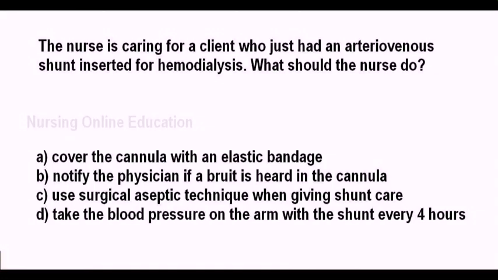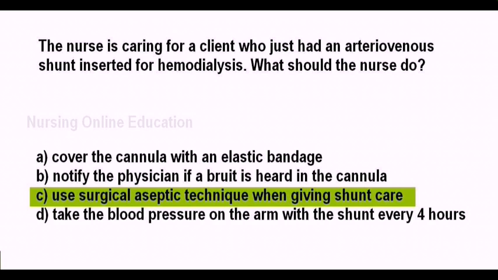The nurse is caring for a client who just had an arteriovenous shunt inserted for hemodialysis. What should the nurse do? Options: cover the cannula with an elastic bandage, notify the physician if a bruit is heard in the cannula, use surgical aseptic technique when giving shunt care, take BP on the arm with the shunt every 4 hours. Answer: use surgical aseptic technique when giving shunt care.